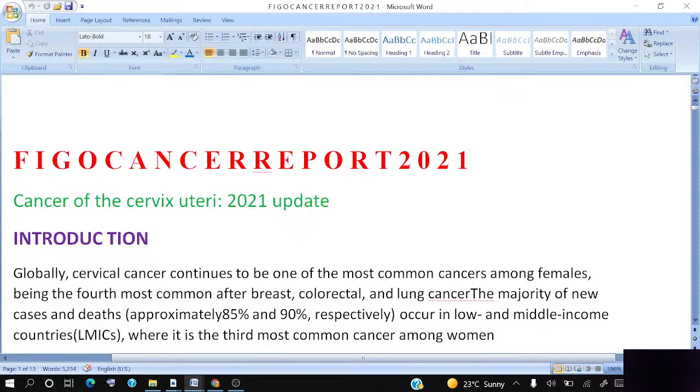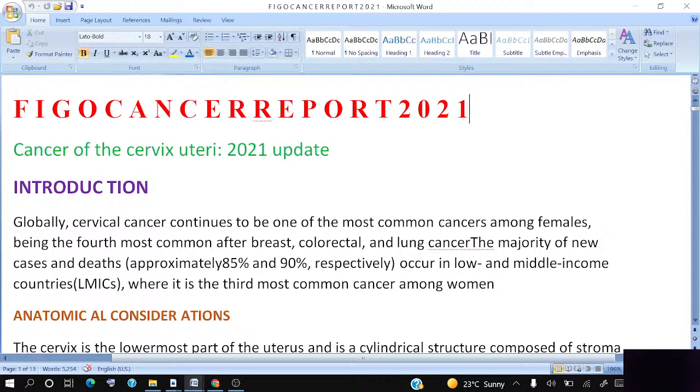I'm Dr. Rose, and I'm going to start with the cancer staging updated in 2021. This is part 1, related to cancer of the cervix uteri. So in 2021 they made the update, and first of all we have the introduction.